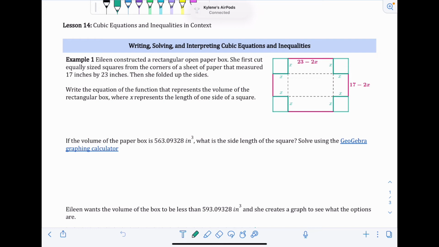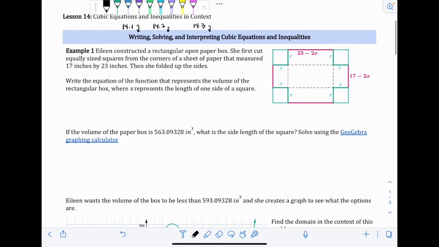So lesson 14 is cubic equations and inequalities in context. Lesson 14 separates it into three different sections: 14.1 is writing the equations and inequalities, 14.2 is solving, and 14.3 is interpreting. We're just going to jumble that all into one. So we'll write an equation, solve it, and then interpret it. Okay, so example one.